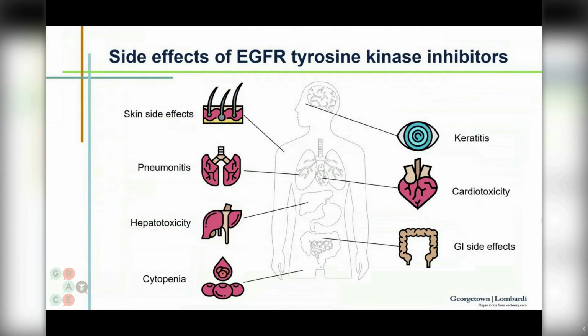So EGFR is a molecule that is widely expressed throughout our body, and so it is not surprising to see that various organ systems are affected by EGFR inhibitors. So here I'm going to focus on skin, GI side effects, and some of the rare side effects, but important to recognize the pulmonary and heart side effects.